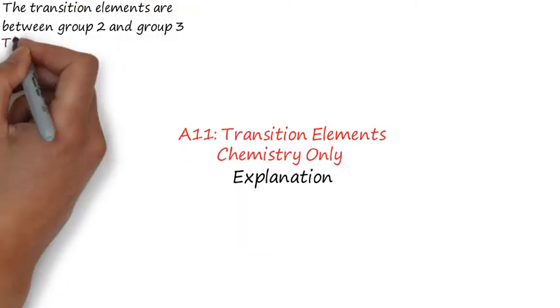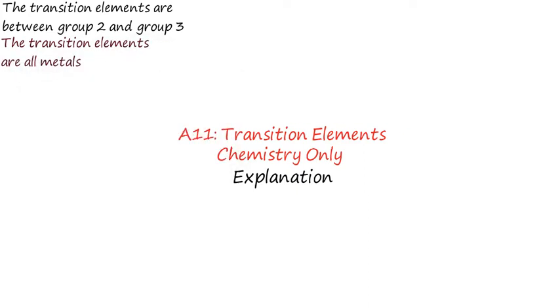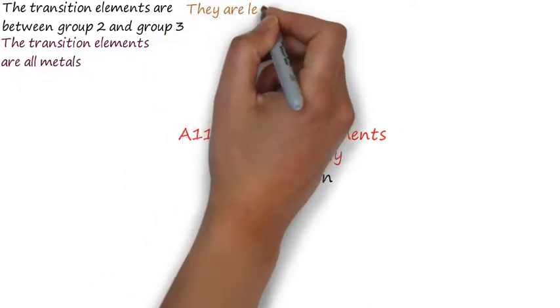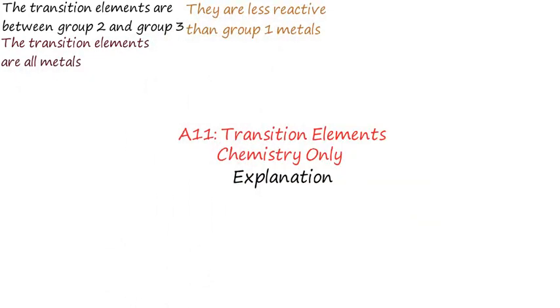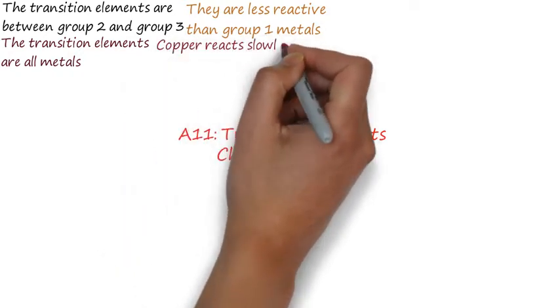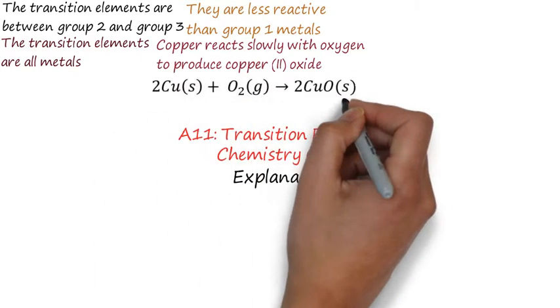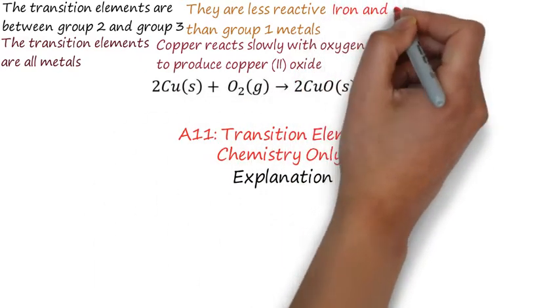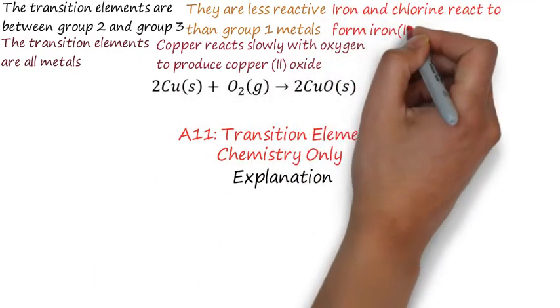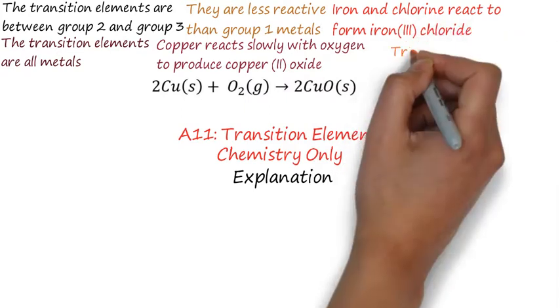These metals are less reactive than group 1 metals. They do not react with oxygen, water or the elements in group 7, such as chlorine, as readily as the group 1 metals do. Copper reacts slowly with oxygen to produce copper(II) oxide. Iron and chlorine react rapidly when heated to form iron(III) chloride.